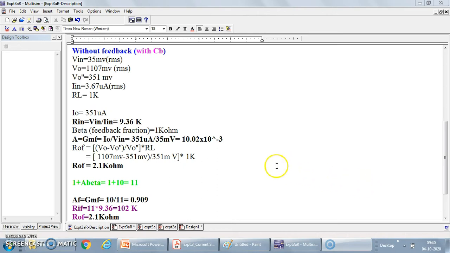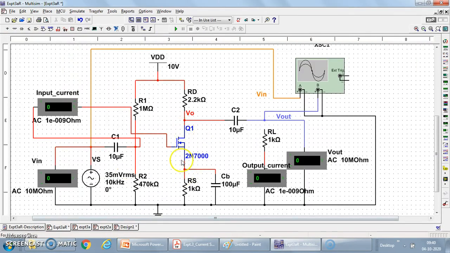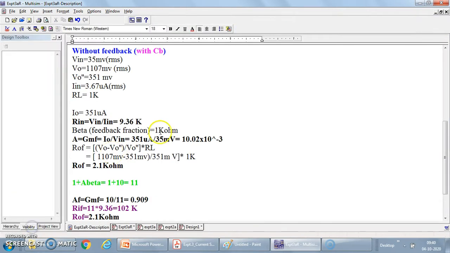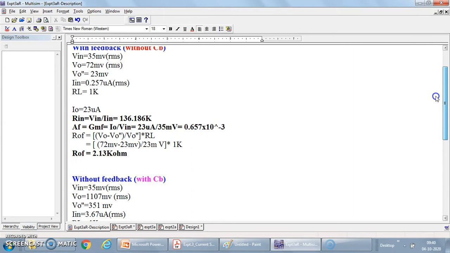Hello friends, in continuation with the experiment of current series feedback amplifier, where we have built this circuit for simulation purpose. In the earlier video of this, we have written the formulas and obtained some values with and without feedback.